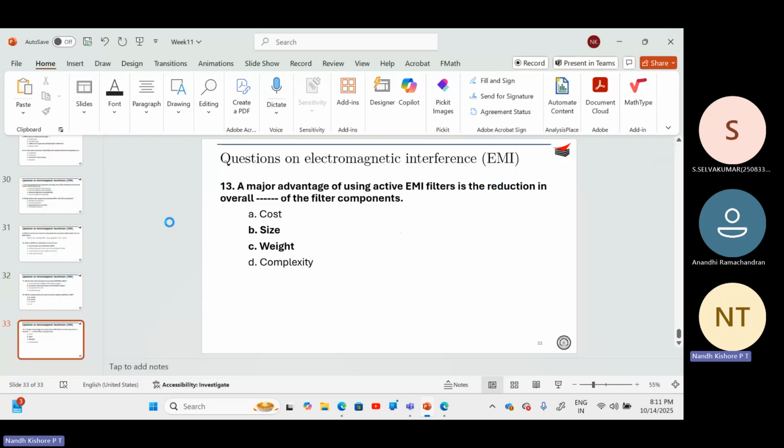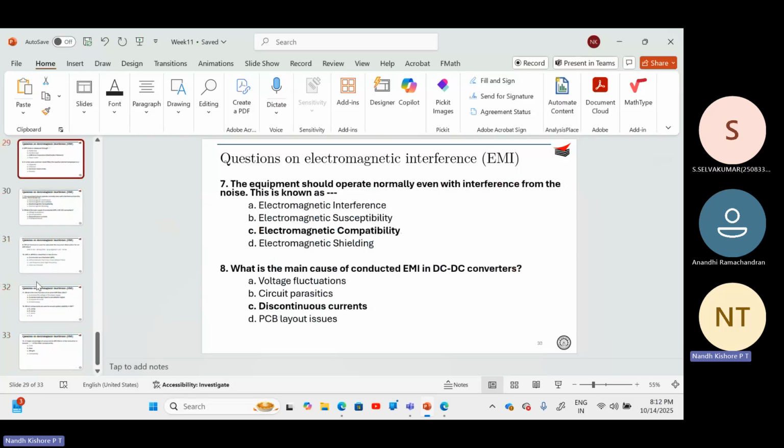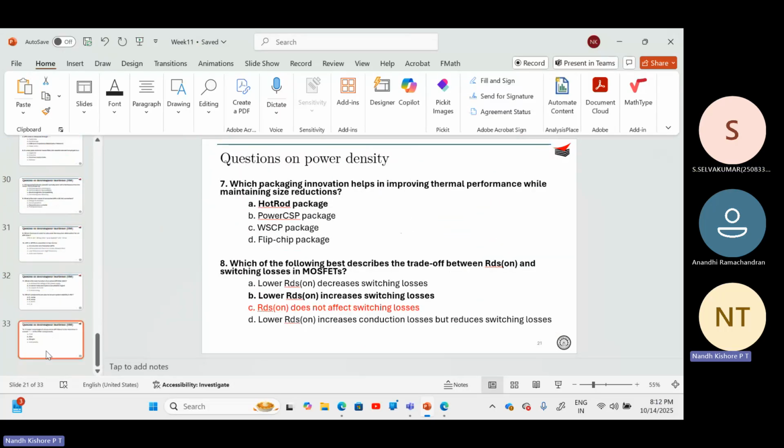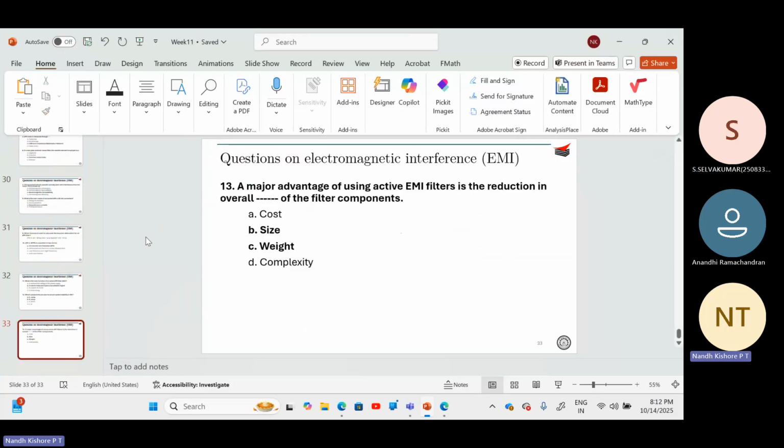Okay, yeah, so this is it for all these questions, right? And we have already discussed questions on heat sinks and all. We have already solved problems also, so I'm not going into that right now. So that is it. We have discussed questions on EMI today and questions also on power density. Okay, so I think this concludes the tutorial sessions. We have seen around 12 weeks.